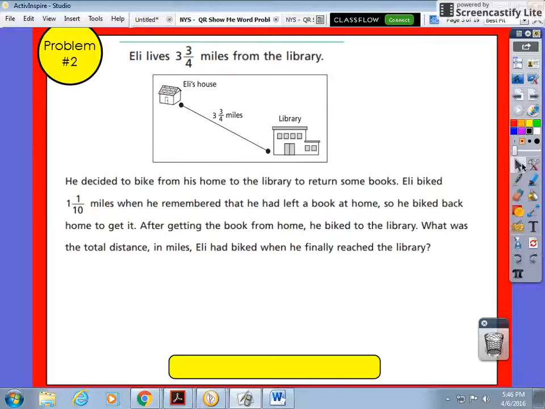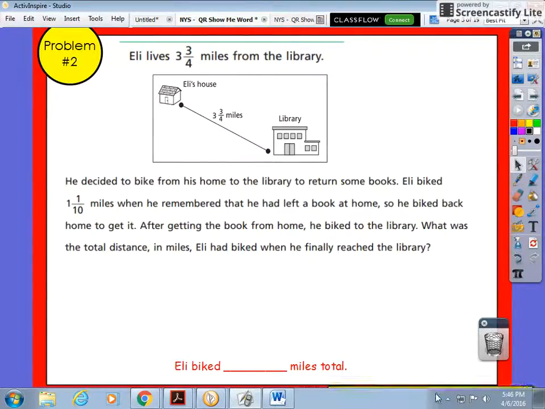So let's start off by writing a sentence. And you can see that I have the sentence, Eli biked ___ miles total. So now we need to think about this problem. We need to process the problem and decide what it is that we need to do with it. So I know that he went from his house to the library, but it also tells me that when he got 1 1/10 miles away from home, he realized he left a book and he had to go back home to get it. So let's draw this on our picture.